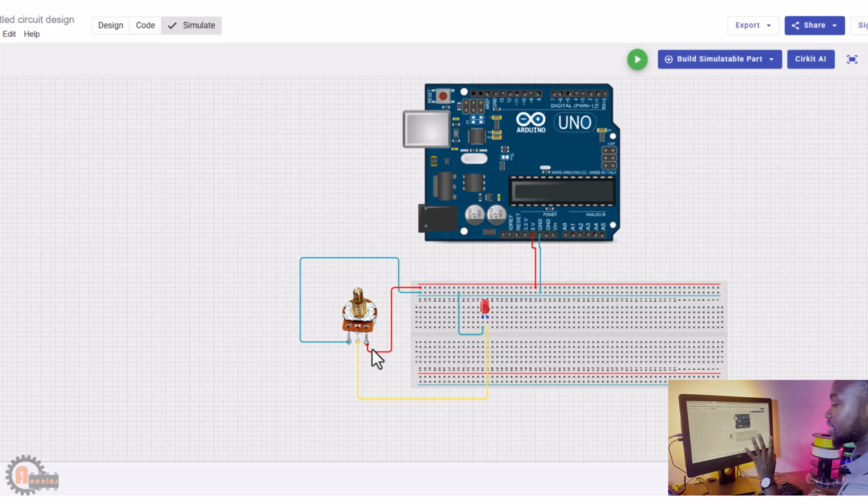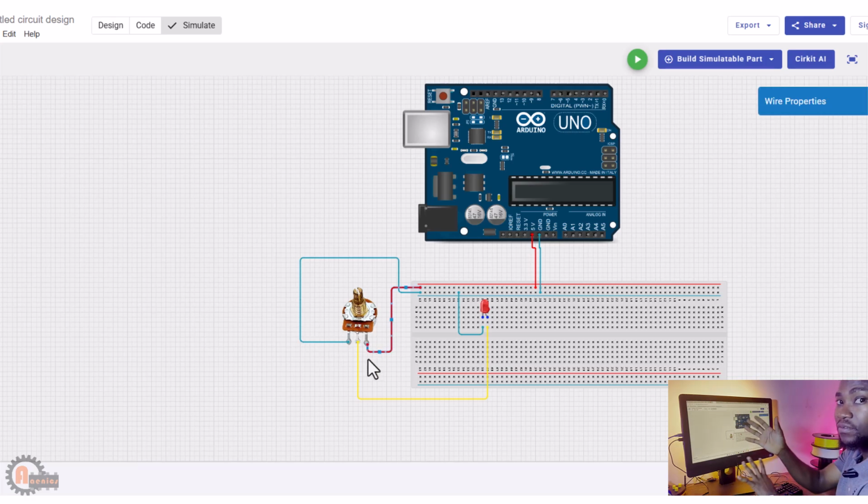And because of how I've done it currently, if I turn the potentiometer all the way to the right, the middle pin is going to bring out the full 5 volts to the LED. If I did it the other way around, that is, if I sent the VCC to the left and the ground to the right, the logic would have been the other way around.